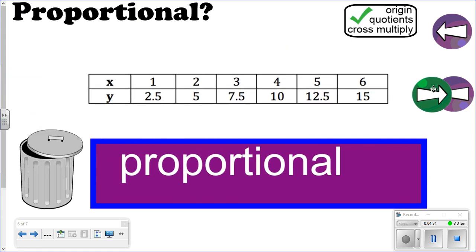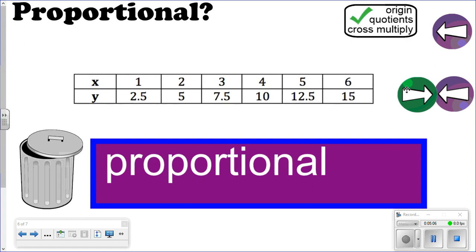This one, it is proportional. If I cross multiply, 2 times 2.5 is 5, and 1 times 5 is 5. I can also see that each time this is going up by 250, and this is going up by 1. I can also see if I take 250 divided by 1, that's 250. 500 divided by 2 is 250. 750 divided by 3 is 250. I can also see if I go backward, I would get to 0, 0. So for all three of those reasons, this is proportional.